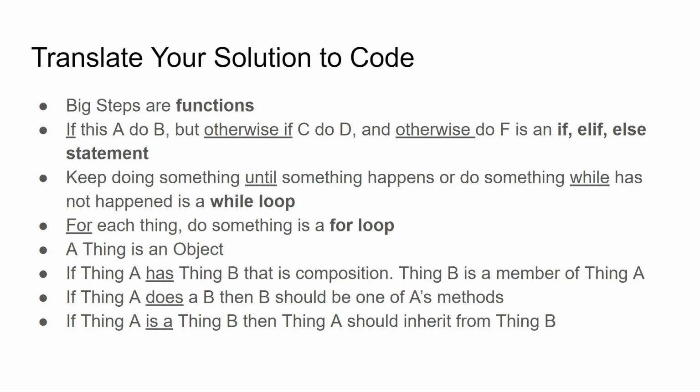For each dish in the dishwasher, put it away. Those are going to be for loops. And when you're thinking about how to write your steps, you should try to use these words in your solution to help make it easier for you to translate your code later on. These last four things have to do with object-oriented programming, and we will review them once we get to object-oriented programming in the class, but I just wanted to bring them up so that you're aware of them, have seen them, and can think about them and mull them over.